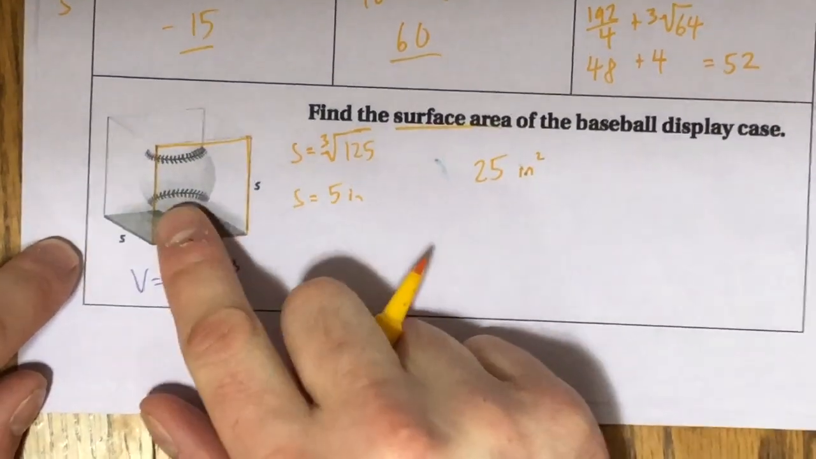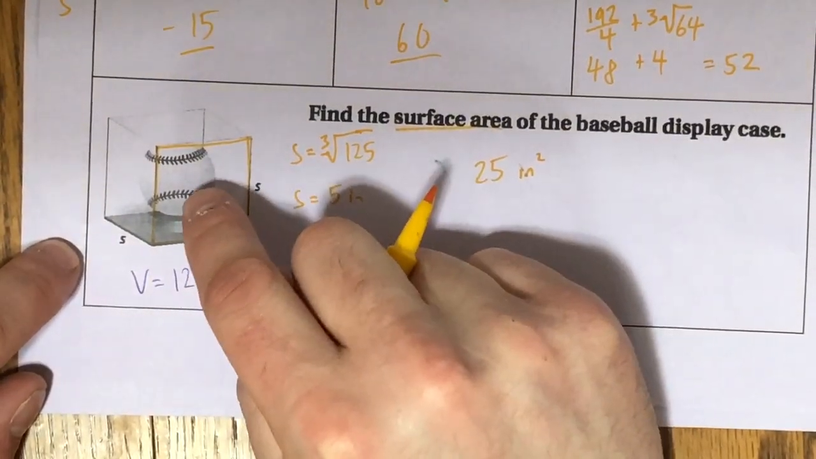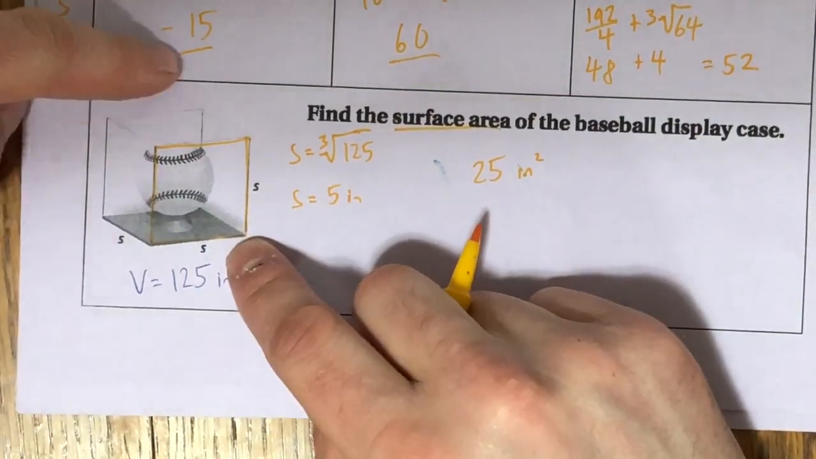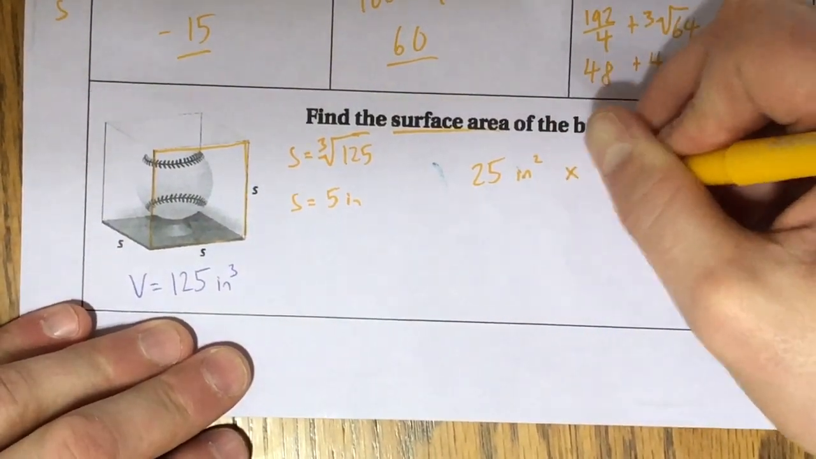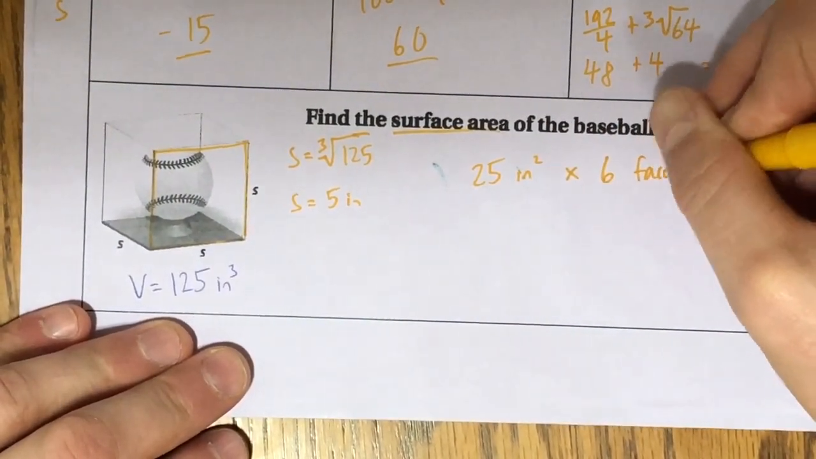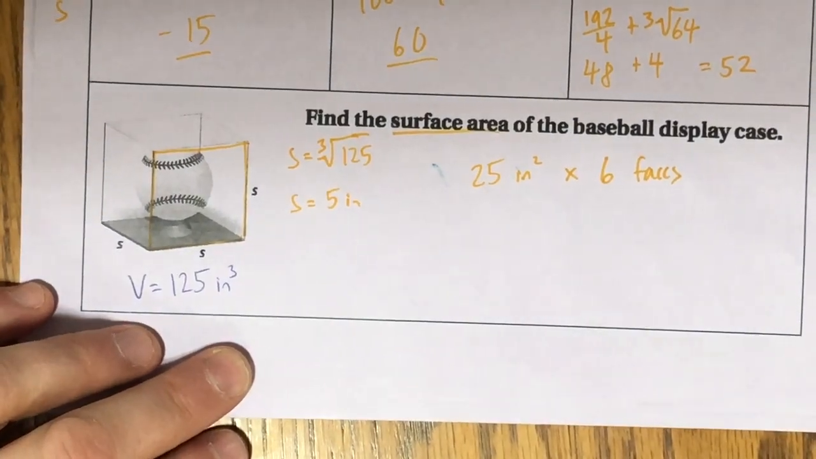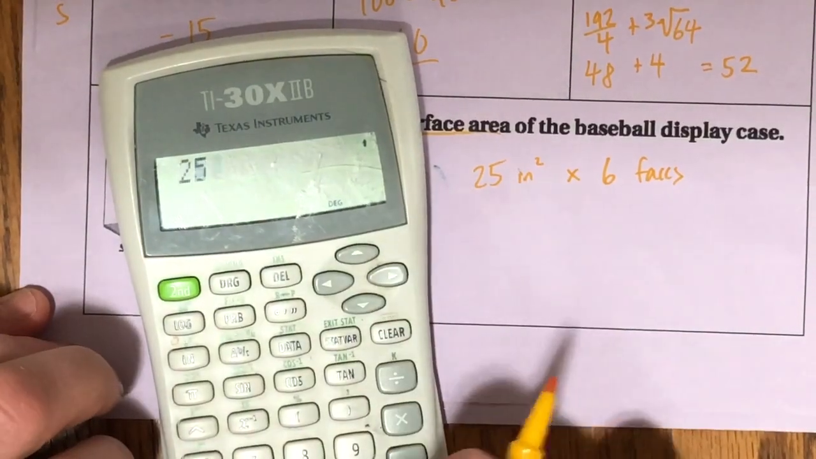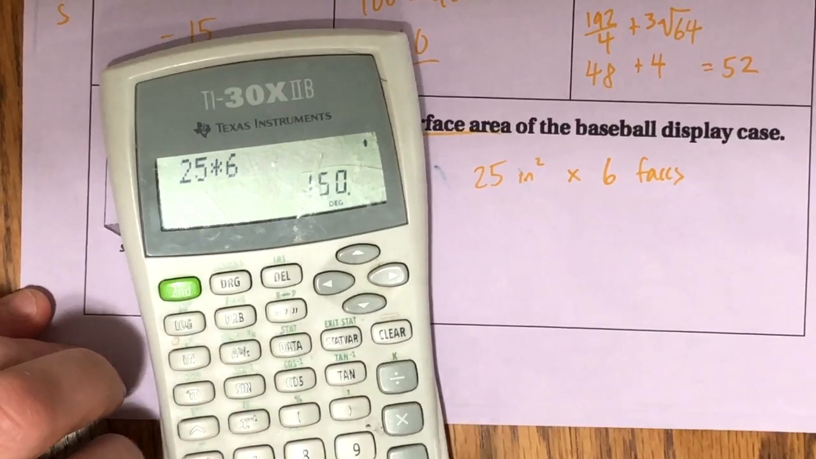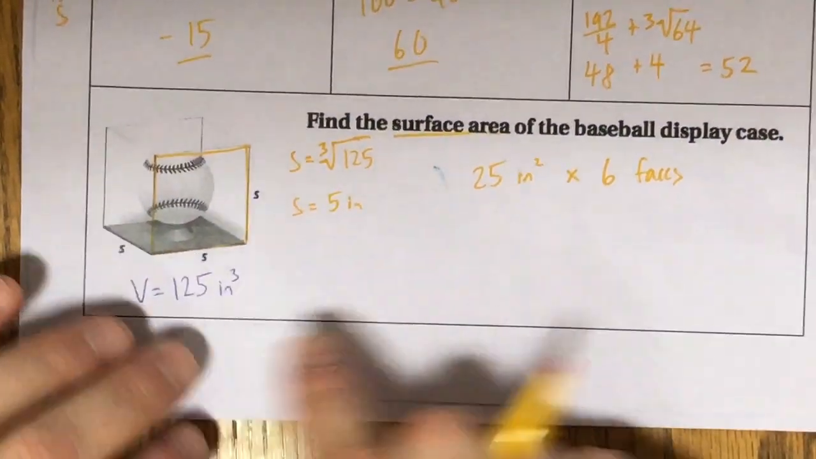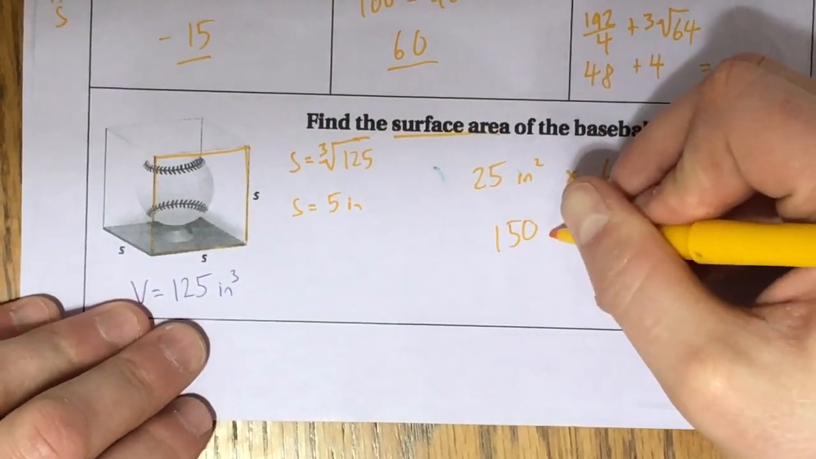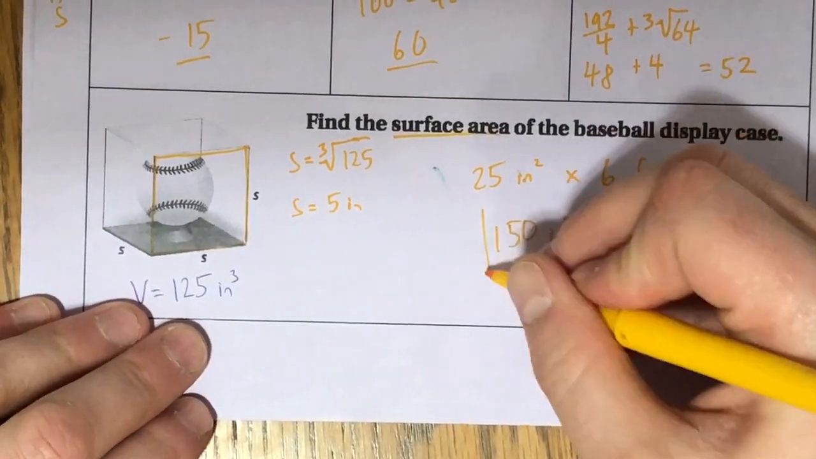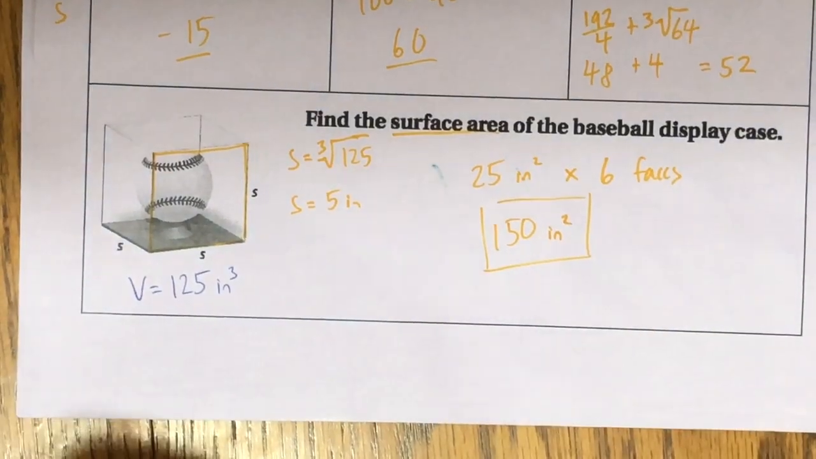And how many squares are on a cube? Well, there's 1, 2, 3, 4 all the way around. And then there's one on top, one on bottom. There's 6 total faces. So I'm going to multiply this times 6 square faces. 25 times 6 is 150. So the surface area is 150 square inches. Thanks for playing.